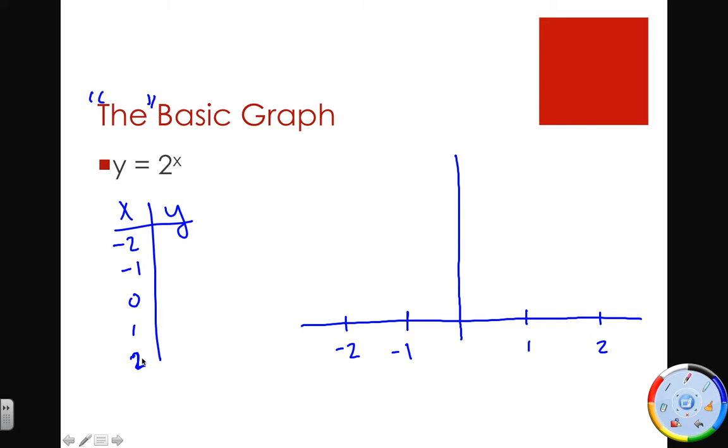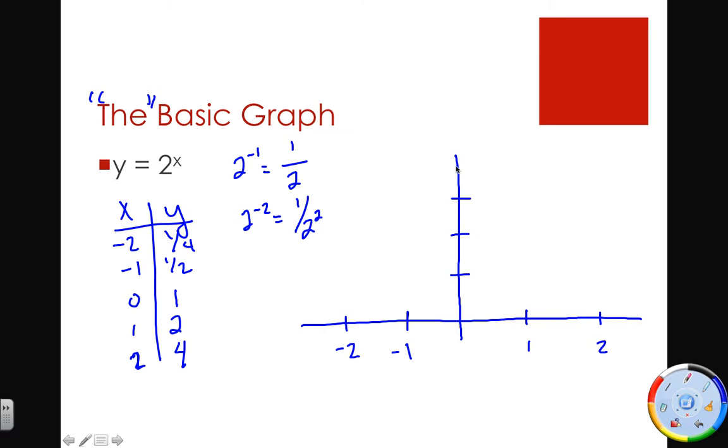Now, let's start with the easy ones. What happens if I plug in 2 to the second power? Well, that gets 4. 2 to the first power is 2. 2 to the power of 0 is 1, as is everything. And then we get some hard ones here. So 2 to the negative first power. The negative exponent tells me to find the reciprocal. So this becomes 1/2. 2 to the -2 tells me to find the reciprocal and take it to the second power. So it's 1/4.